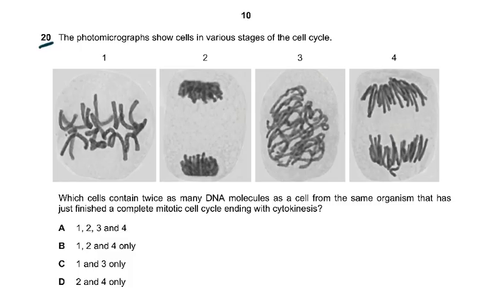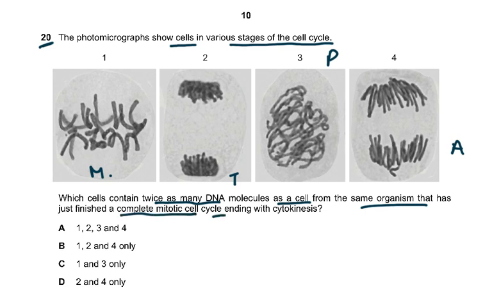Then coming to another difficult question, the photomicrograph shows cells in various stages of the cell cycle. So this would be metaphase, this would be telophase, sort of the nucleus is coming to form. This would be anaphase, and this would be prophase. Which cell contains twice as many DNA molecules as a cell from the same organism that has just finished a complete mitotic cell cycle ending with cytokinesis?